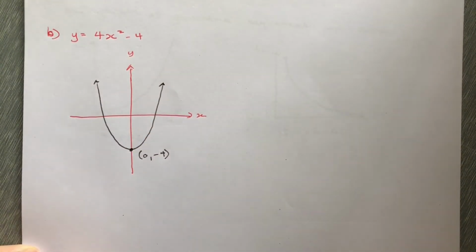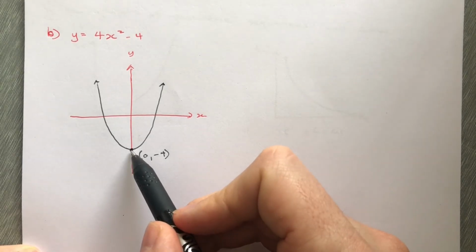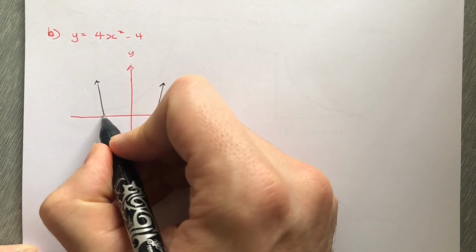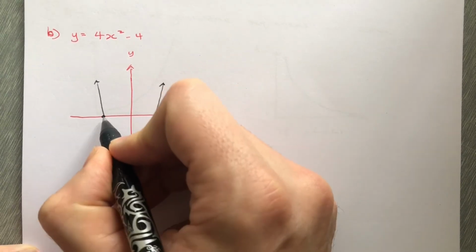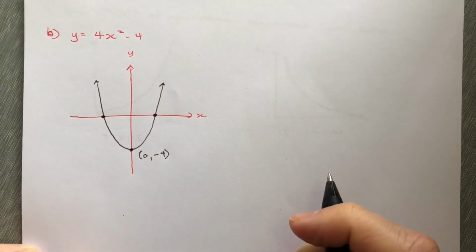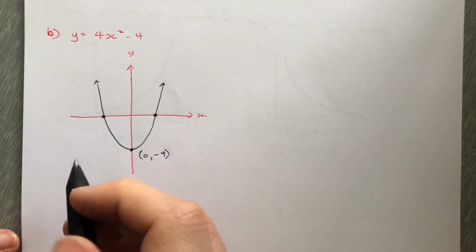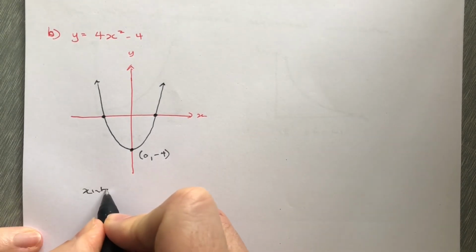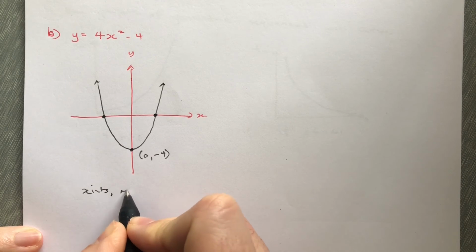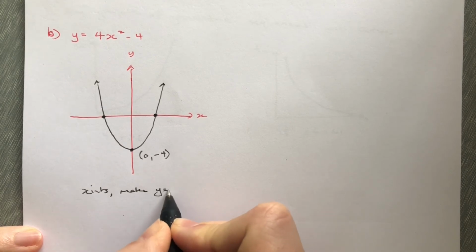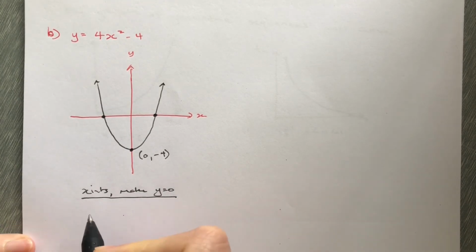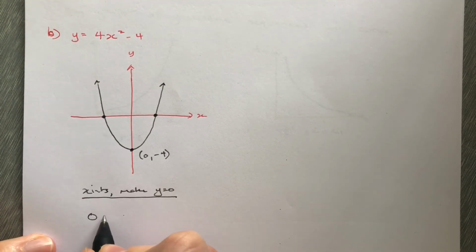But the other things we need to show are our x-intercept and our y-intercept. We've already got our y-intercept. The whole thing's been moved down and the y-intercept is there. We just need our 2 x-intercepts. And the way we do that is by making y equals 0. Okay, so let me do that just here. Make y equals 0.